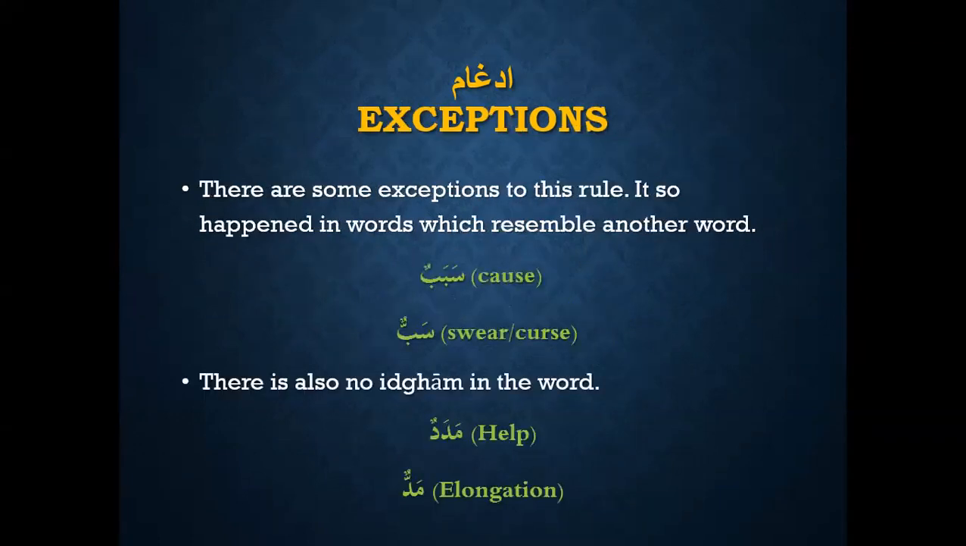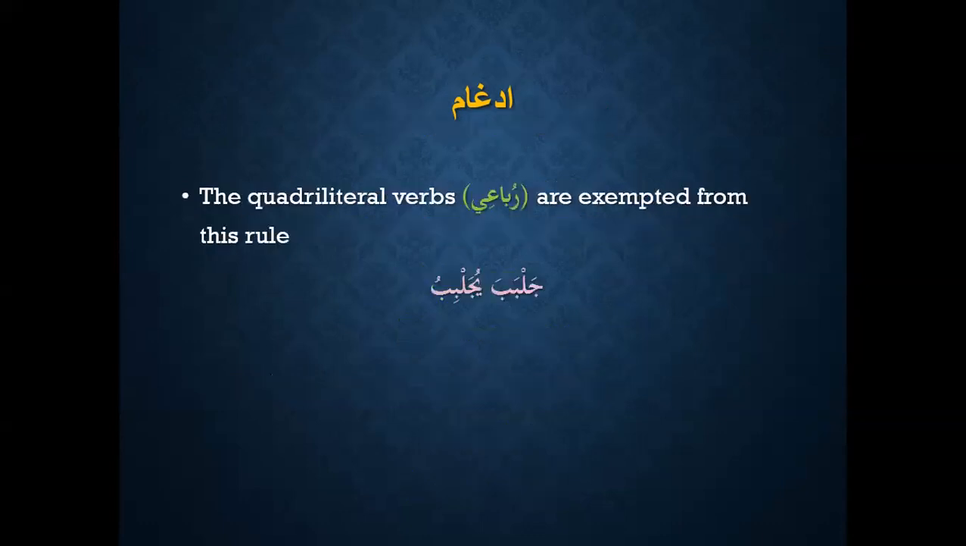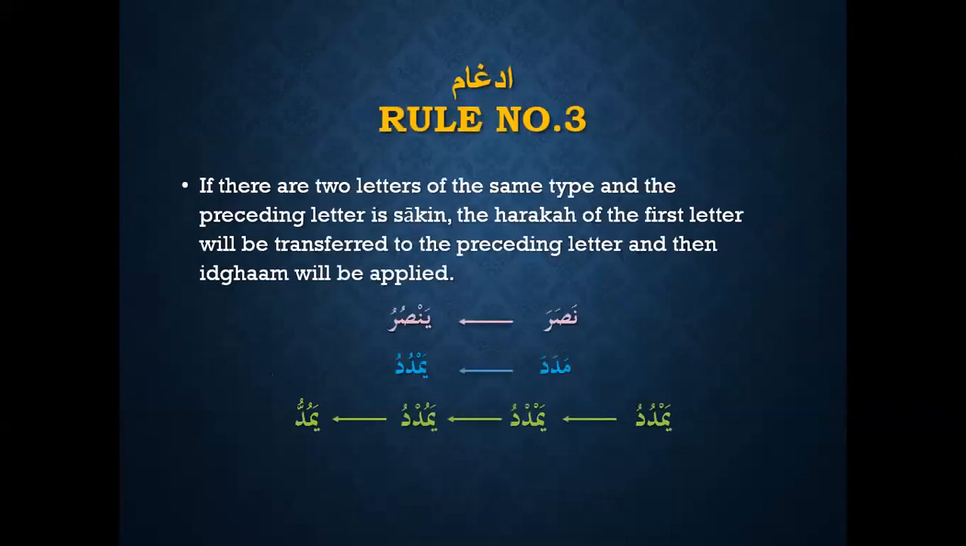There's some exception to that. Sabab, you don't do that. Sabbun, because there is already a word sabb, which means to swear. So you have to keep sabab as a word which means cause, as a separate word. Likewise, madad, you don't make it madd, because madd is already in existence, and it means elongation, prolongation, stretching. So the help, which is madad, remains. You don't apply this rule to ruba'i, so jalbaba doesn't become jalabba.